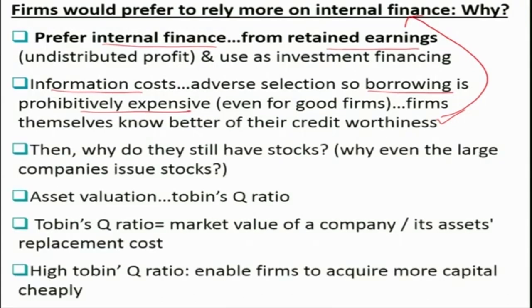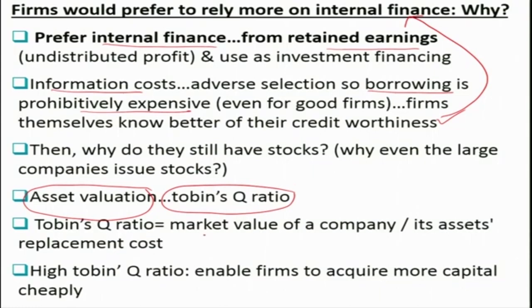Then why do they still issue stocks? One explanation is that even large companies issue stocks. One of the reasons is asset valuation. The market valuation of a company happens through the stock price, right? A company's net worth is mainly calculated through the stock price, the stock value. Here one of the measures is Tobin's Q ratio.